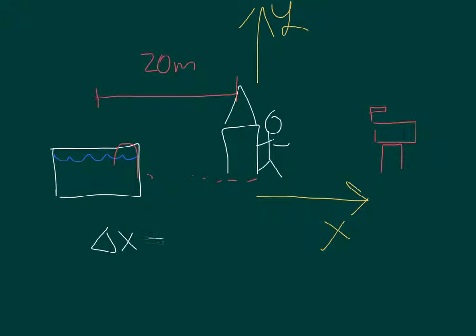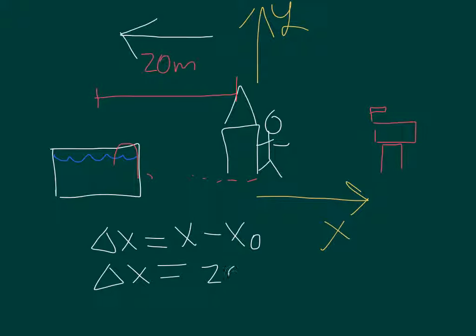My change in position, of course, will be equal to where I currently am minus where I started. Here's the twist. This is why direction is so important. My current position, in order to get there, I traveled this way. That is the negative x direction. Therefore, I have a position that is 20 meters, okay, and my original position was 0 meters. So my displacement in this case would be 20 meters.